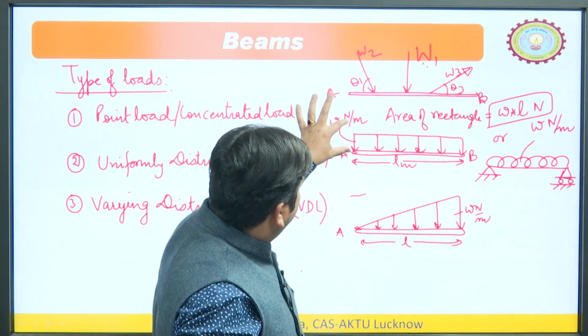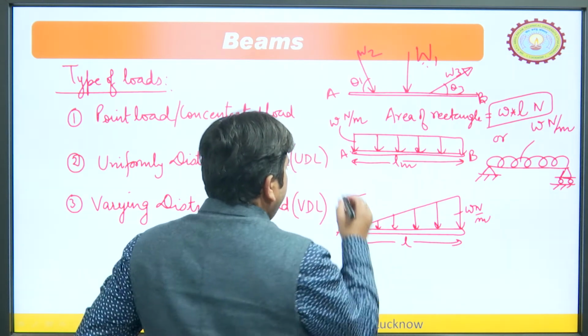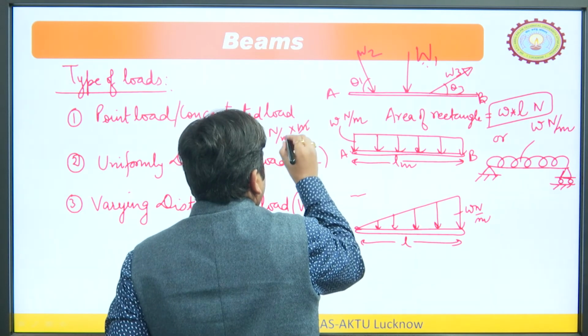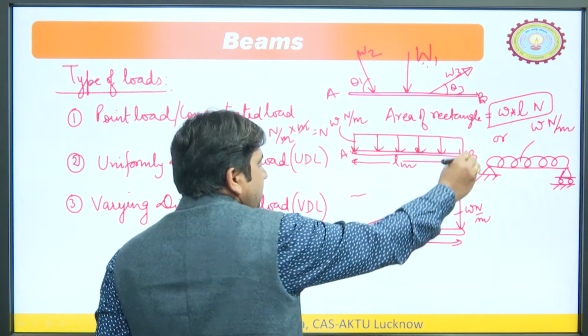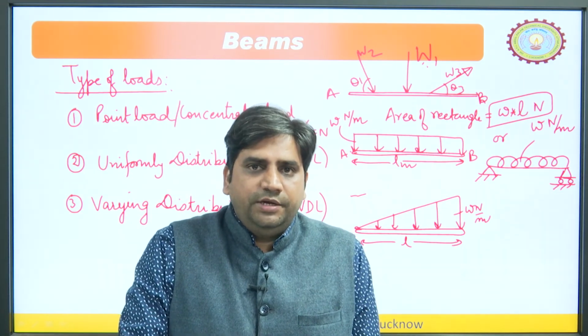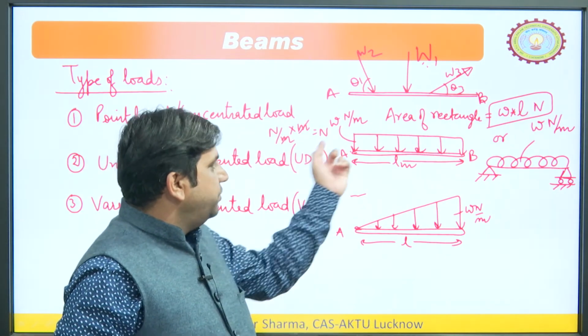So, this is Newton per meter and this is meter. So, meter will be cancelled out, likewise Newton per meter into meter. So, meter will be cancelled out. So, Newton. So, what would be the area of this diagram? So, that area would be equal to in Newton, right. So, area in Newton means it is equal to the force.